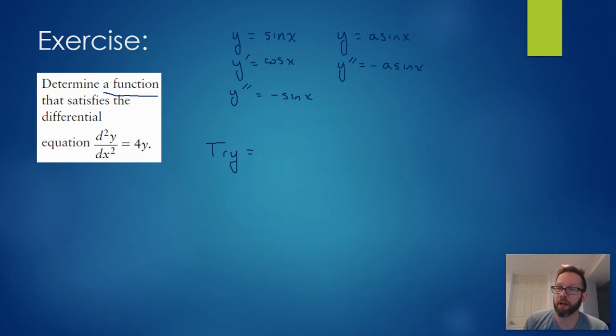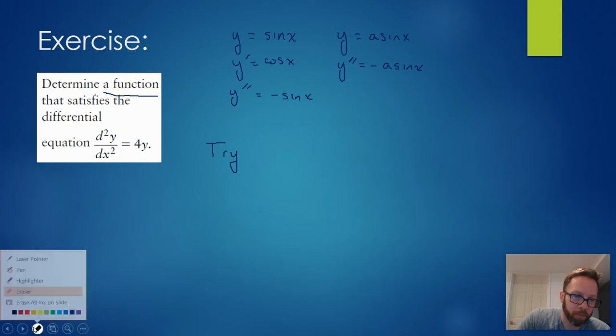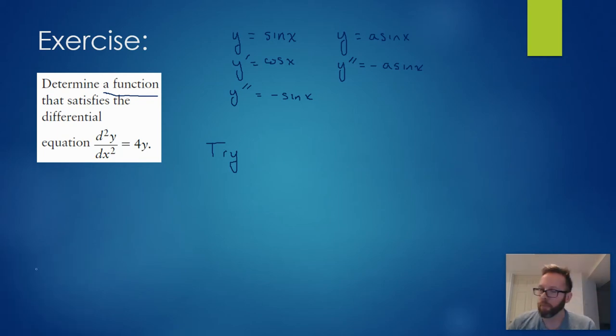A way to get a second derivative that's scaled higher, that's a multiple, is to introduce a constant on the x. Let's try a function like this. Let's try sine of some constant k times x. Let's see if we can find some values of k that actually make this work.